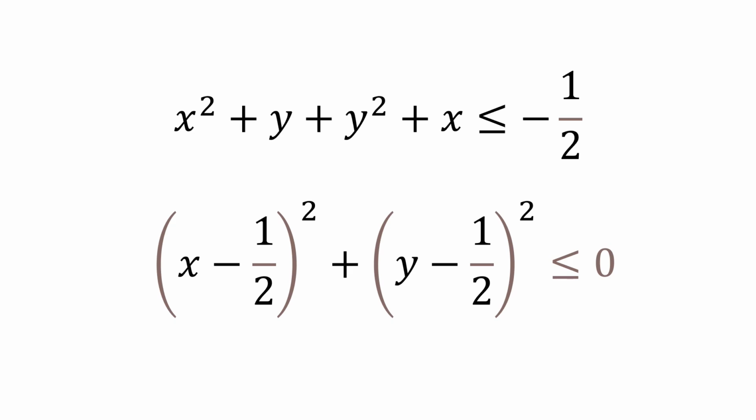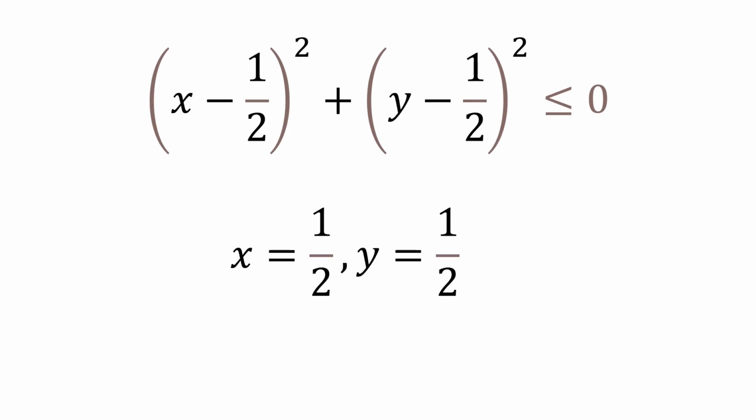But here's the beautiful part. Since any squared number is always greater than or equal to 0, having two squared terms add up to something less than or equal to 0 forces this inequality to actually become an equality. There's no other way around it. This means each squared term individually has to equal 0, so x minus 1/2 squared equals 0 and y minus 1/2 squared equals 0, and that means x has to be 1/2 and y also has to be 1/2. And just like that, that solves our problem completely.